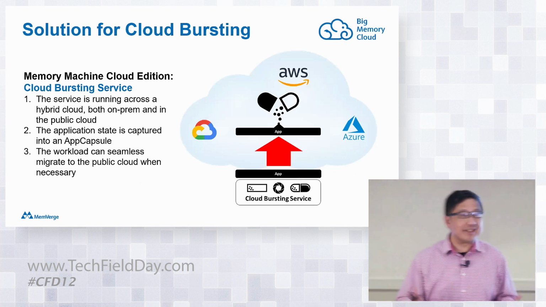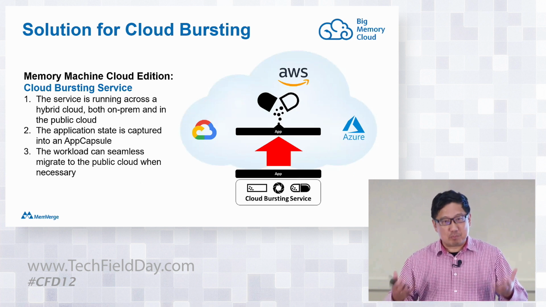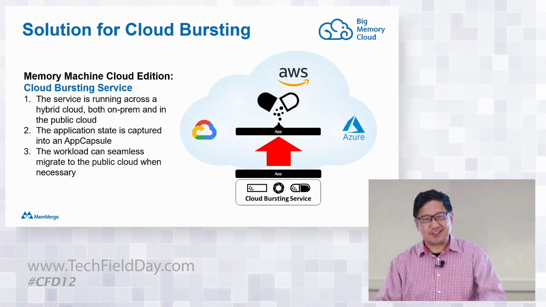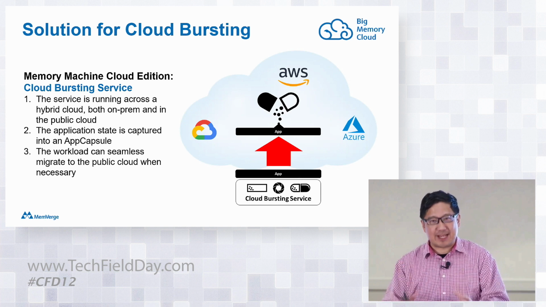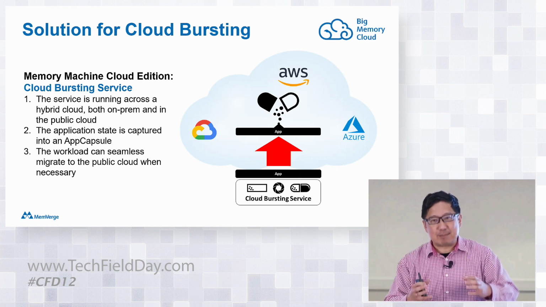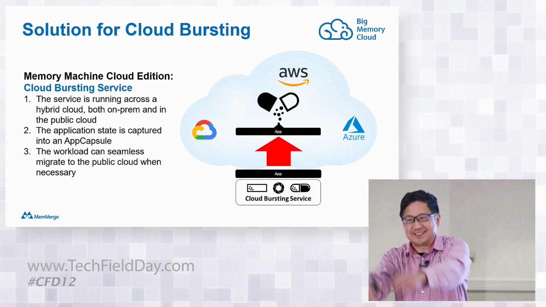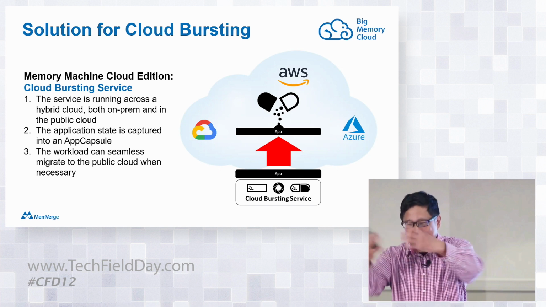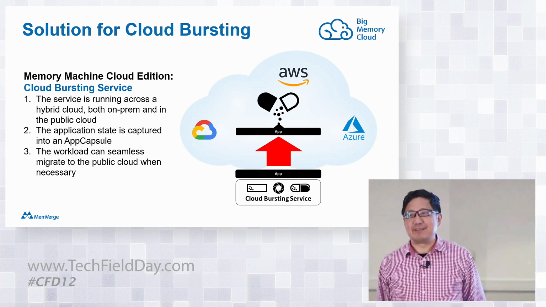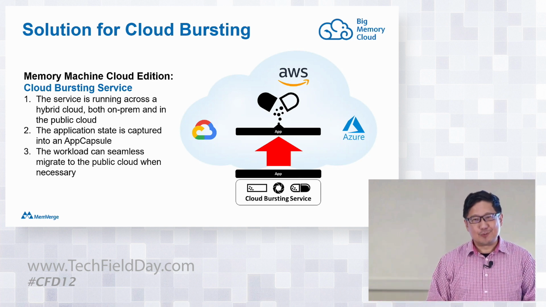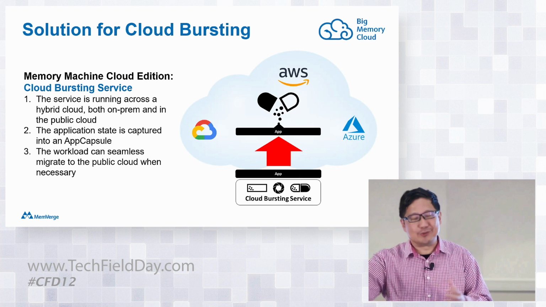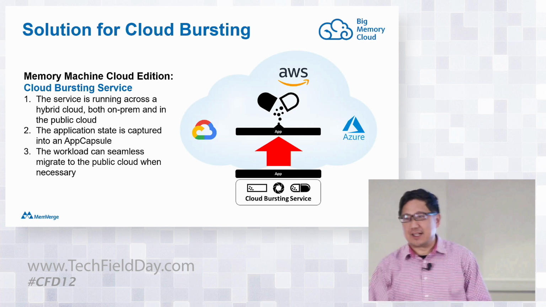The second problem that I explained is the cloud bursting problem. And you can probably guess exactly how it will work. When you need to burst this application to the cloud, we would capture the application state in an app capsule and move that app capsule to a cloud instance and hydrate it and have it start running again. And this way we can carry on from where it was left off with minimal interruption to the applications.